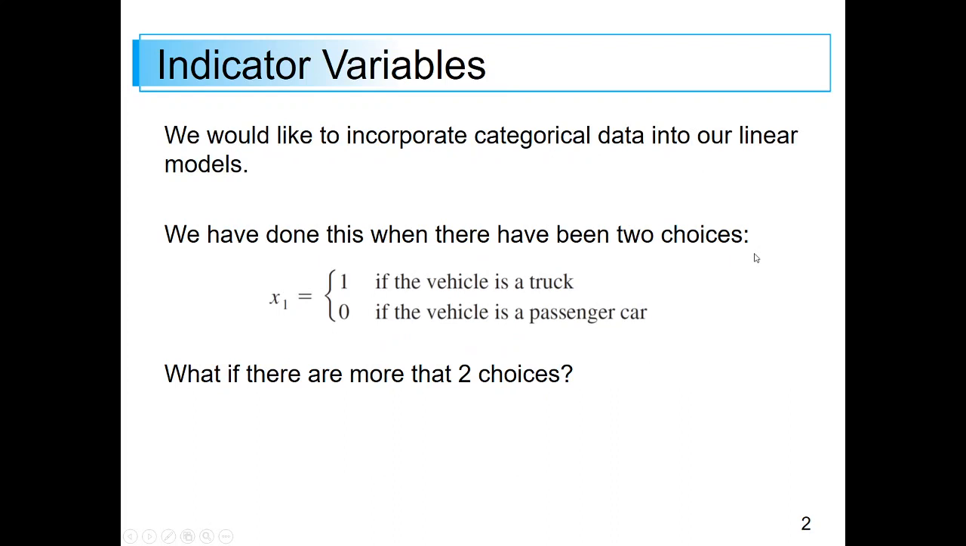And the idea is we'd like to incorporate categorical data into our linear models. Remember, there's two kinds of data. There's numerical data, like 52, where the time or the temperature is anywhere between 32 degrees and 85 degrees. Then we have categorical data, where you put data into specific categories. We've done this before. We've had a variable that said 1 if it's a truck and 0 if it's a passenger car, or 1 if it's a male and 0 if it's a female. But the question is, what if there are more than two choices? Think about how you might code that categorical data.